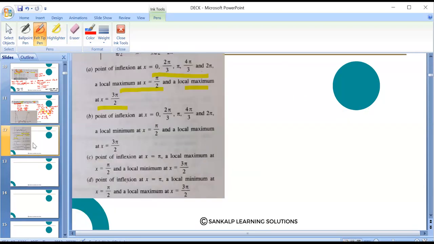So in the options, maximum at x equal to pi by 2, minimum at x equal to 3 pi by 2. Maximum at x equal to pi by 2, minimum at x equal to 3 pi by 2. So that means B and D are wrong.